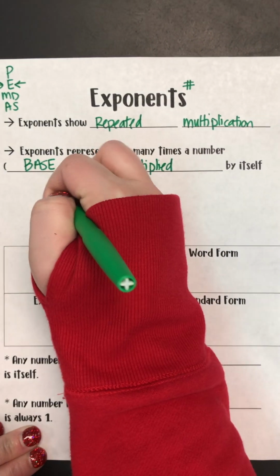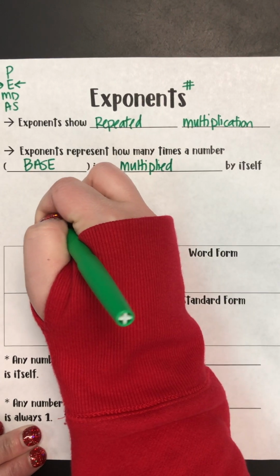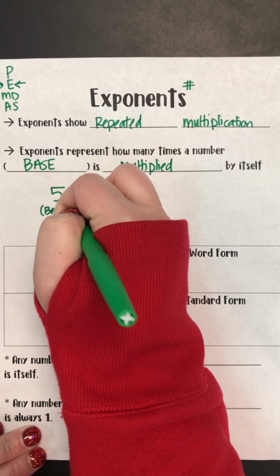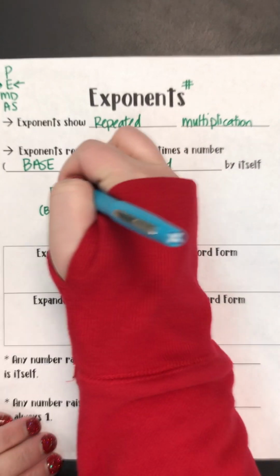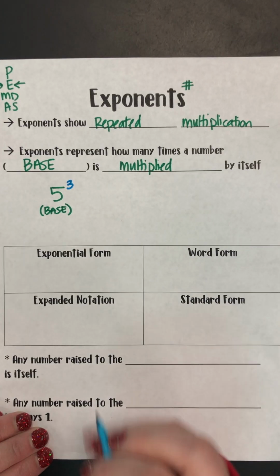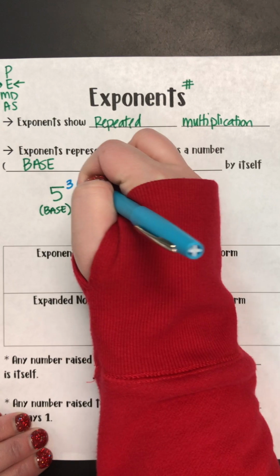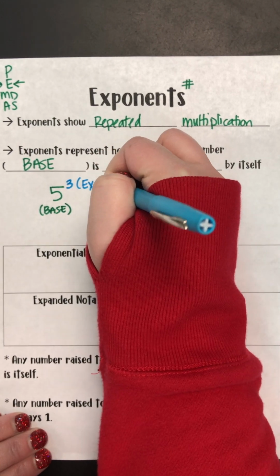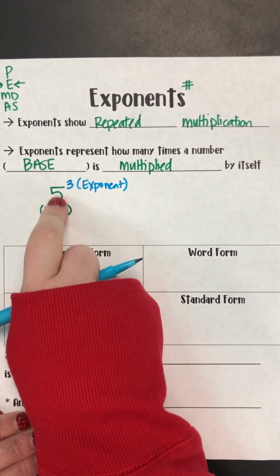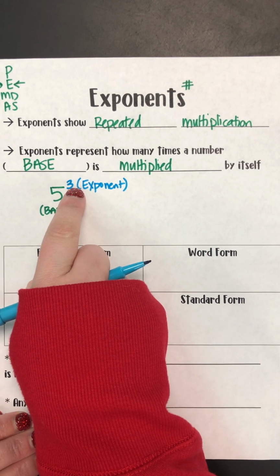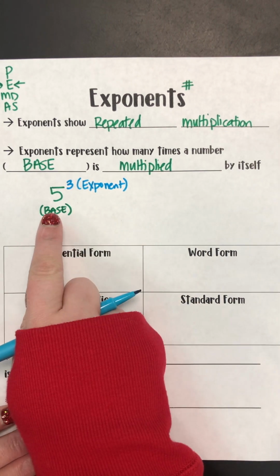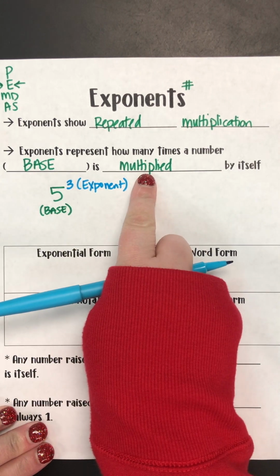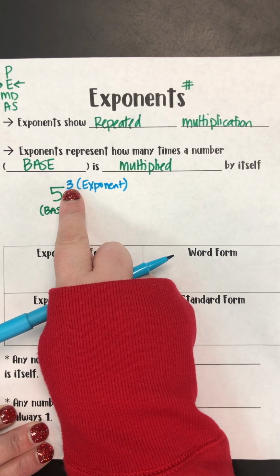So we're going to do an example. Let's start with 5. 5 will be my base number. Okay, 5 is my base. And I'm going to say 5 to the power of 3, or 5 to the third. So that 3 is my exponent. When we have our base number and then a smaller number in the right-hand corner, that is called an exponent. So the base is going to be multiplied 3 times.